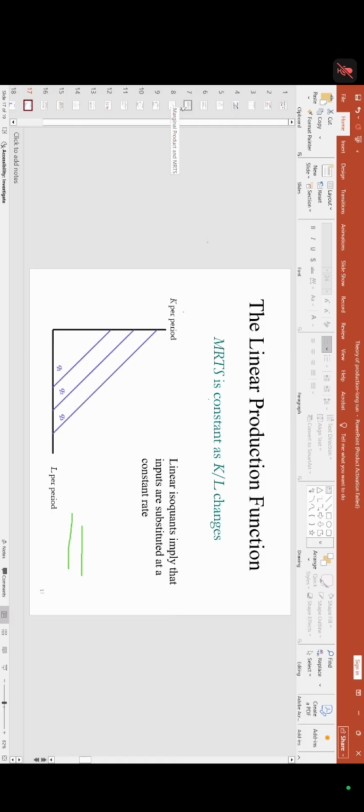Okay? But in the linear production, it is mentioned that this MRT or the substitution is constant. Inputs are substituted at a constant rate. They can be substituted equally. That means if you reduce one robot, you can increase one human in the same substitutable manner. Okay?